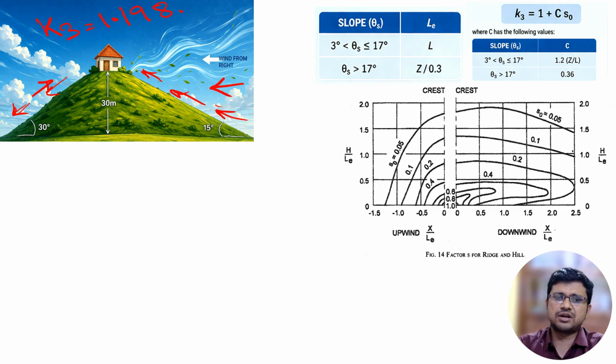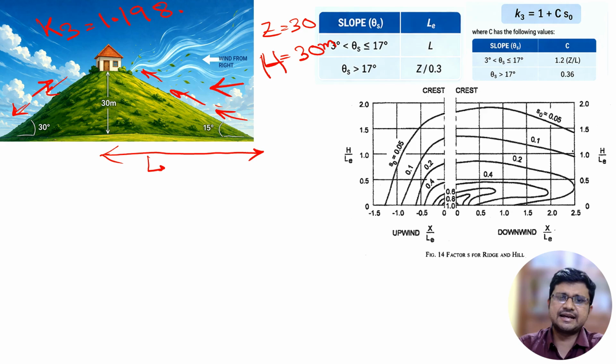Now this particular length will be L. Our Z is again 30 meter. L is also 30 meter, H is also 30 meter, and X is 0 because the building is located at the crest position. So X is 0, Z is 30 meter, H is 30 meter. And what will be L?